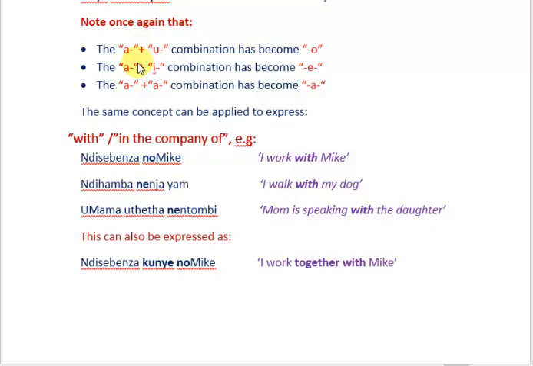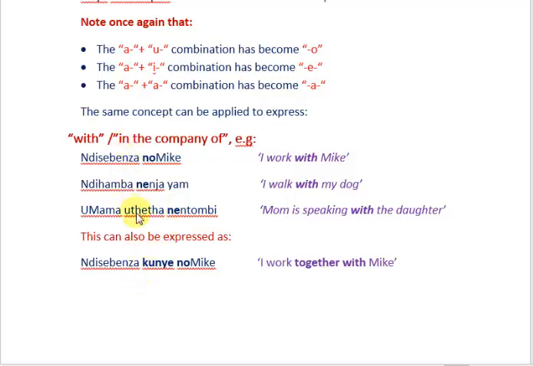So we note, as I've said, that the a-u combination becomes o, the a-i combination becomes e, and the a-a combination becomes a. So that was a series of examples expressing "and". That na can also be used to express "with" or "in the company of", as in ndisebenza no Mike, ndihamba nenja yam, umama uthetha nentombi.